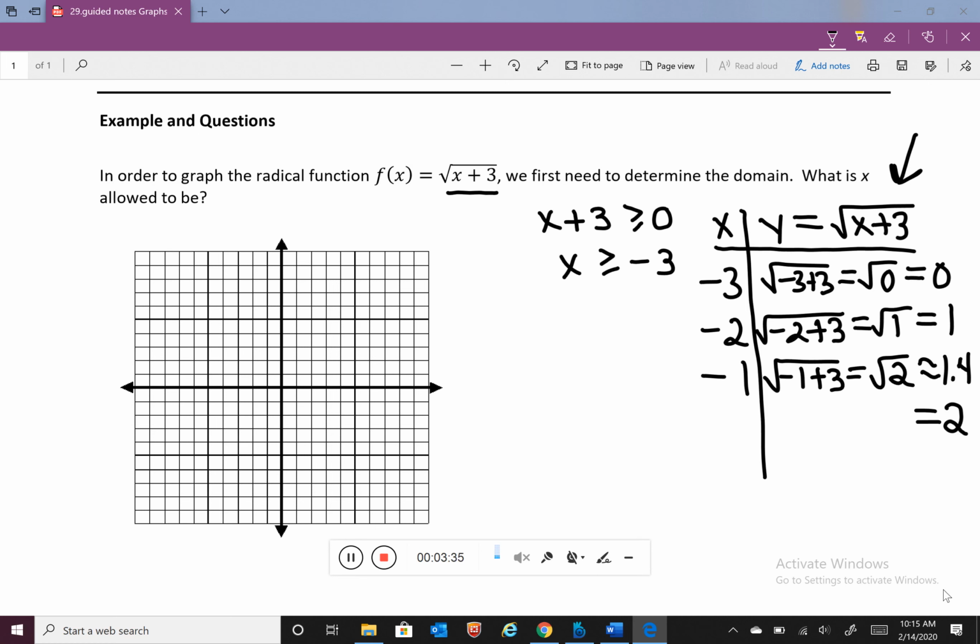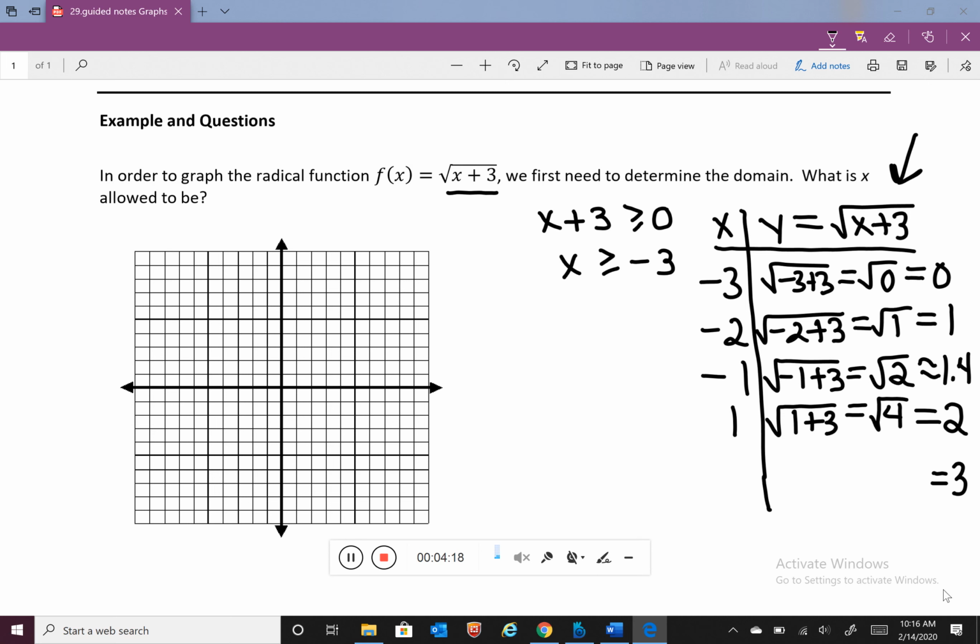So if we go backwards and think about the fact, well, this is going to come from a square root. The square root of what is 2? And that would be the square root of 4. But this again comes from the square root of what plus 3, and that would be 1. So our input of 1 is going to give us an output of 2. And the reason I'm challenging you to do this is because integer values are so much easier to plot, aren't they, than irrational values.